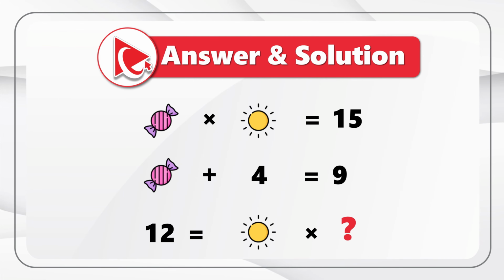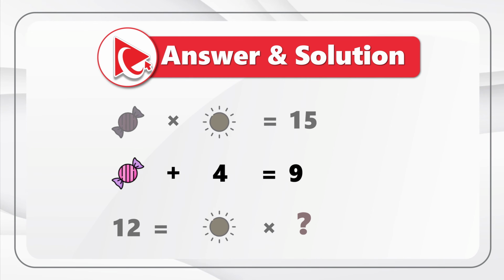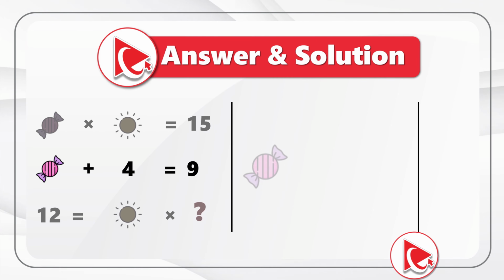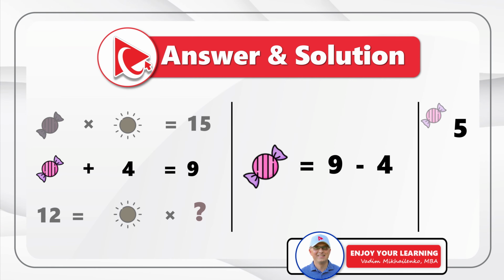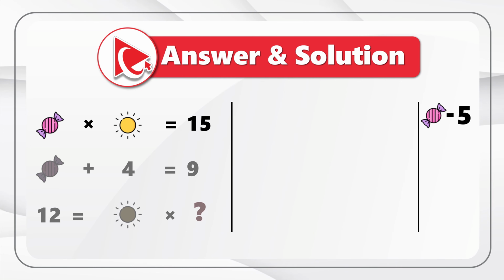This set of expressions looks unsolvable. But in reality, if we start with the middle expression, we can actually solve it. Let me demonstrate. Let's start with the expression candy plus 4 equals 9. Believe it or not, we can actually calculate it. Candy would be equal to 9 minus 4, and we can calculate the value for candy, which would be equal to 5. Now, knowing the value of candy, let's focus on the top expression.